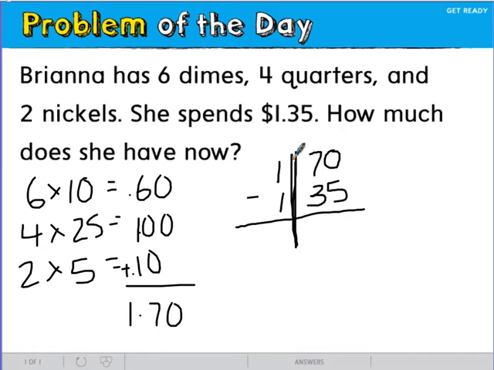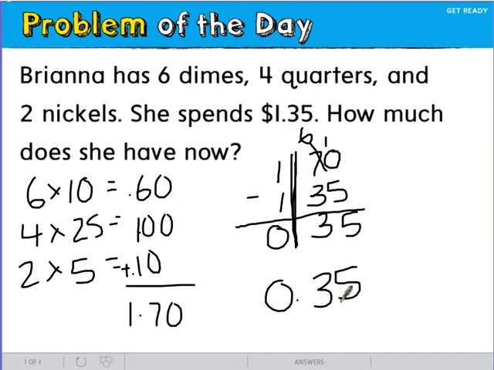Alright? So, 0 minus 5 is? You can't do that. Negative 5. Have to regroup, right? So 10 minus 5 is? 5. 6 minus 3 is? 3. 1 minus 1? 0. So my answer is 35 cents. Okay? So my answer for this problem, how much does she have left? She had 35 cents left. Alright, very good. Moving on.